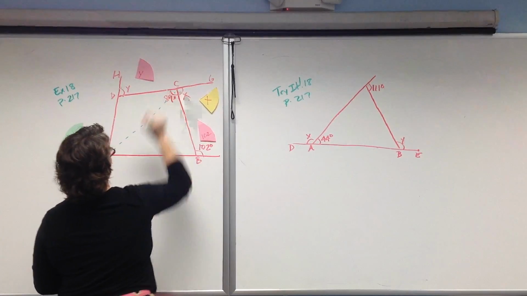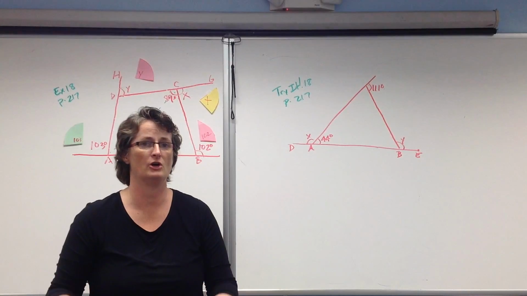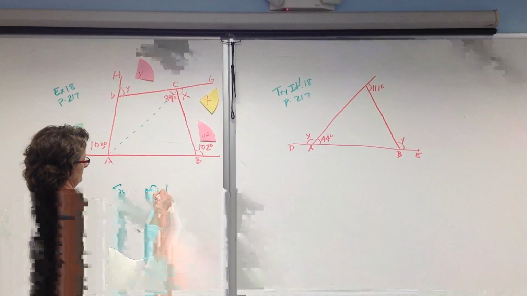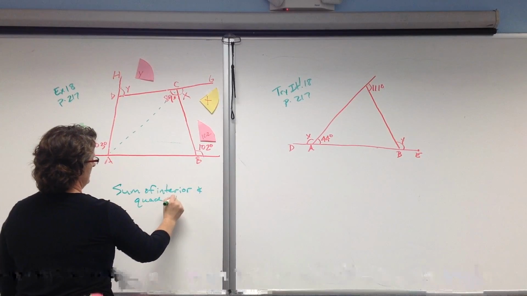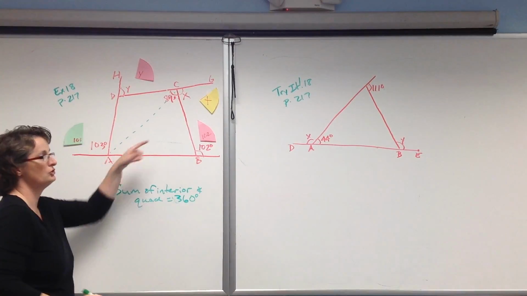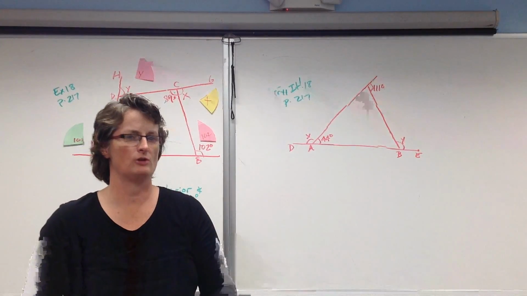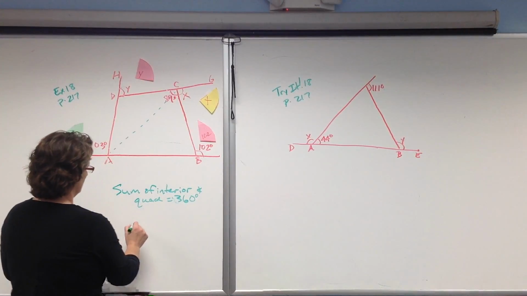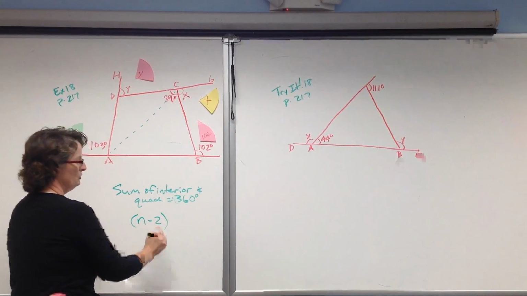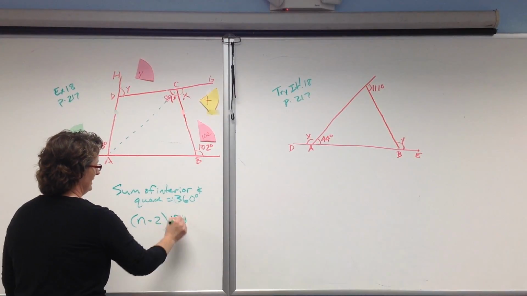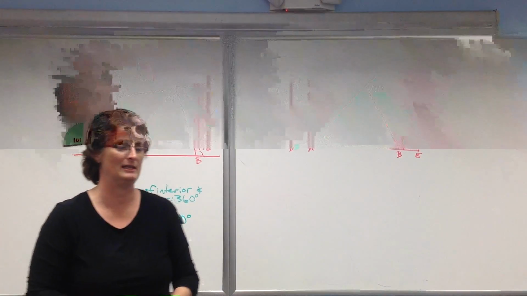Do something like this. Each of those triangles has 180 degrees, so the sum of the interior angles of a quad equals 360 degrees, because that is 2 triangles. Now if you remember again, the general formula is the number of sides minus 2, that gives us the number of triangles, so (n minus 2), you got to put that in parentheses because that's the number of triangles, times 180. That gives you the number of degrees on the inside.